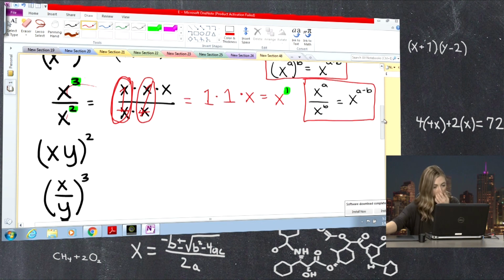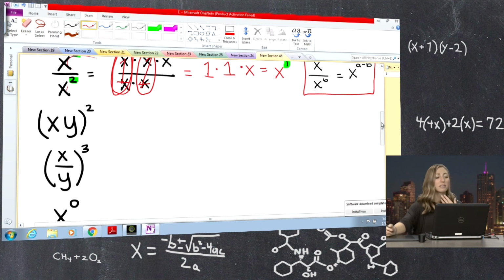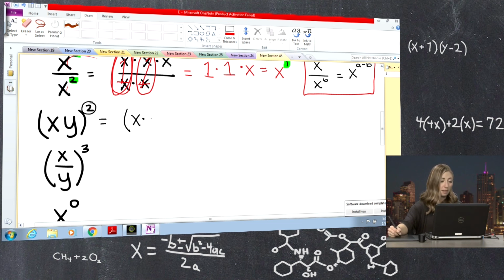A couple of the others deal with if we have more than one base. So an x and a y, we can't maybe put them together. But again, we can figure out how to simplify this by expanding it. It seems kind of counterintuitive. It's like, make it more complicated before you make it simple, but it works. So again, this 2 power here, it means that we are going to do whatever's in our parentheses twice. So I'm going to be doing x times y times x times y again.